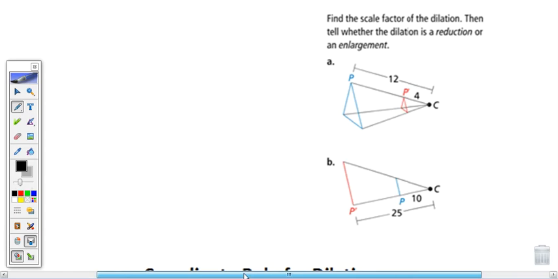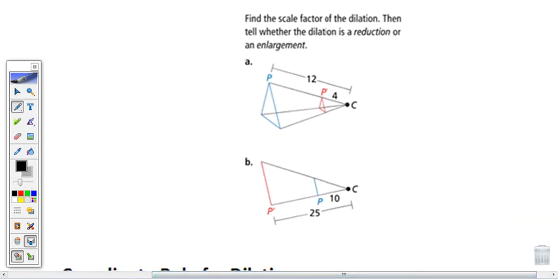First thing it says right here: find the scale factor of the dilation, then tell whether the dilation is a reduction or an enlargement. Here's what I need to tell you. We're talking about two triangles, right? First of all, where's my center of dilation? Which point? C is your center right here. I'll write it in there. That's my center.